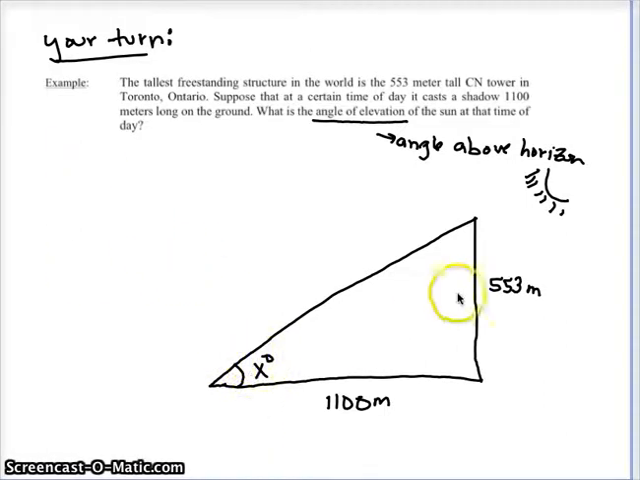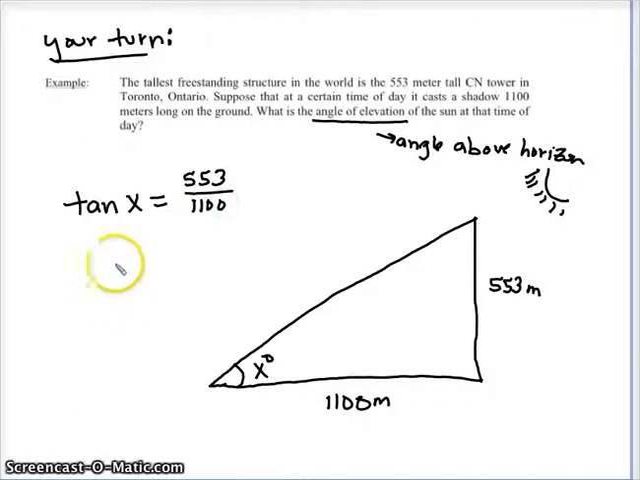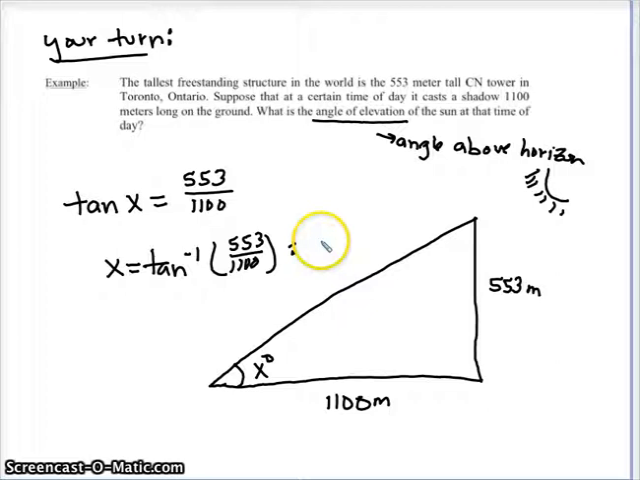From that angle, we know the opposite and the adjacent, so we're going to be using tangent. The tangent of x is equal to 553 over 1,100. Since I'm finding an angle measure, I need to use the inverse tangent. You've got to undo tangent. So x equals the inverse tangent of 553 over 1,100, and we find that the angle of elevation is about 26.7 degrees.